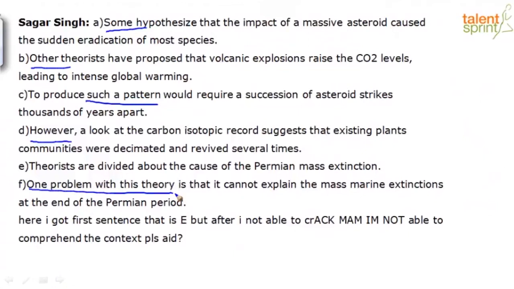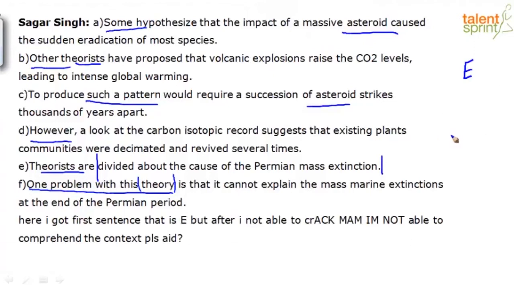So, Sagar's doubt is here, I got the first sentence, that is E. But after that I am not able to crack, ma'am, I am not able to comprehend the context. Please aid. Yes, let's aid Sagar. So, we all understand that E is the topic sentence, definitely, right? Because we understand that repeat words, theorists, it's talking about some theory, right? And you can also quickly find other repeat words as well if you're able to look it up. These are all repeat words, asteroid. So your clue from the topic sentence itself is they are divided about the cause of the Permian mass extinction. So you can quickly expect some sort of a division, right? So some of them are saying one thing, and there is the other group that is saying something else. So that's where the division comes.